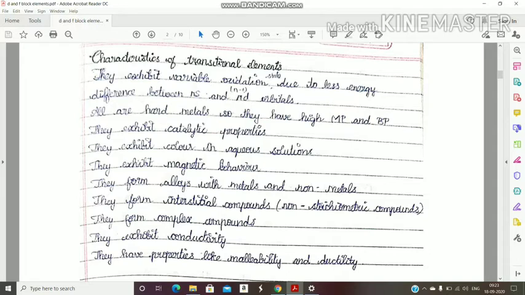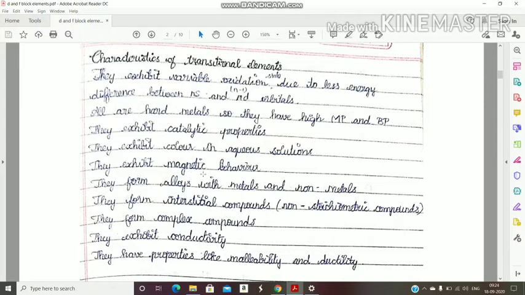And take contact process. In that contact process, which is catalyst? Vanadium pentoxide or platinum. Platinum is a transitional element. Vanadium, nothing but vanadium pentoxide, that is the transitional metal oxide. Next, they exhibit color in aqueous solutions. That means when they are present in solutions, they exhibit color.